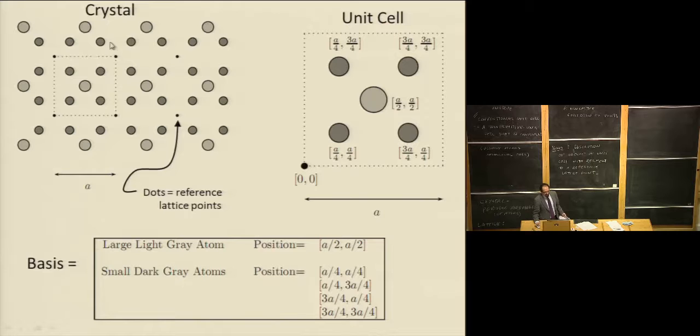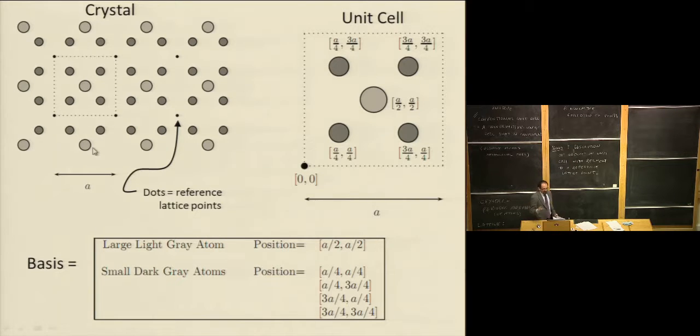So here's a crystal made up of two different types of atoms, the large light gray atom and the small dark gray atom. The black points are reference points that give me the corners of the unit cell. So here's a unit cell, and here it's just been blown up a little bit so you can see it a little bit better. So here we have a unit cell, next unit cell, and if you stack the unit cells together, you reconstruct the whole crystal.